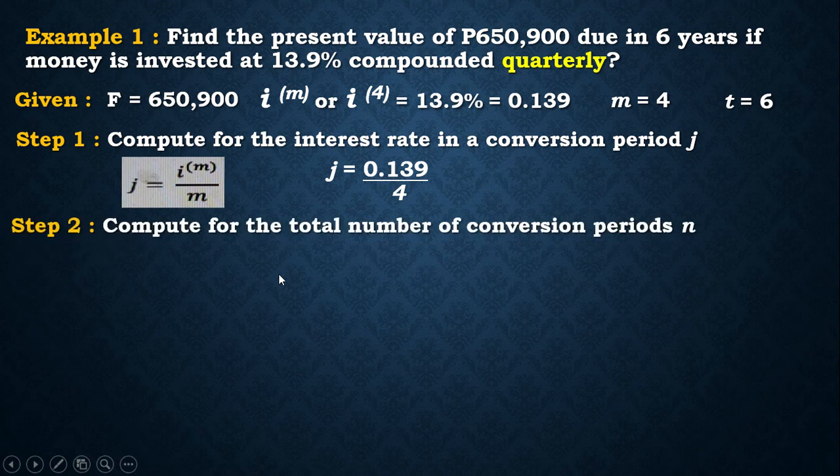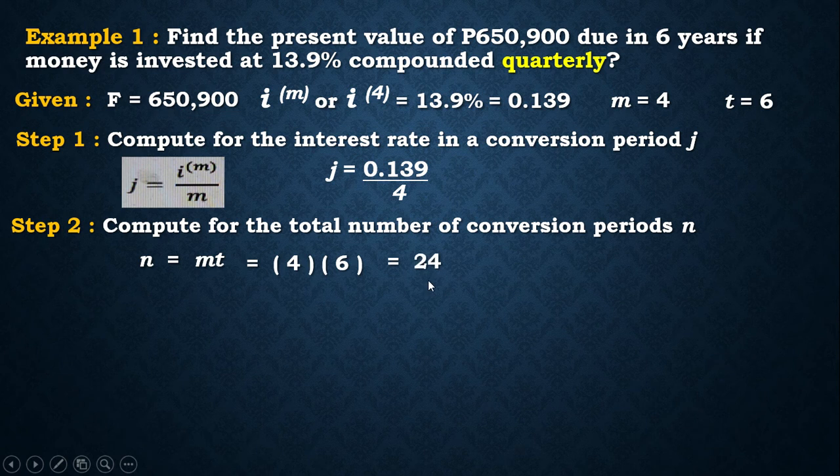And then we have step number 2. Compute for the total number of conversion periods N. So may formula na naman tayo. N is equal to MT. Kung mapapansin nyo, itong MT, ito po yung exponent doon sa formula. So ang N daw is equal to MT, or the frequency of conversion multiplied by the term or time in years. So ibig sabihin, i-substitute natin itong M, that is 4. And then the term is 6. So we have 4 times 6, that is 24.